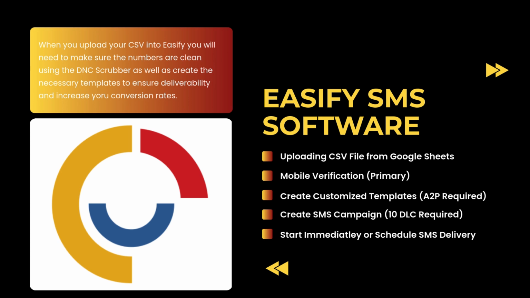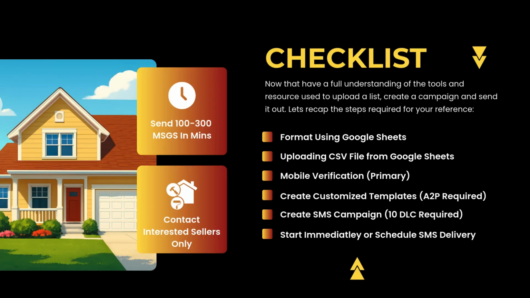Keep in mind that you can't create any campaigns or send anything out until every number in the list is mobile verified. Then you create custom templates, which is usually created by me, but I'll also show the process if you want to create it yourself and get it approved by the support team. Then you create your SMS campaign, and then you can start your campaign immediately or schedule for delivery. These are the only two steps you need to send out multiple messages.